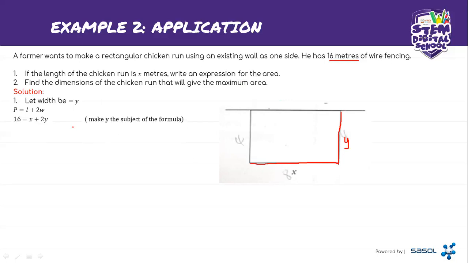Then the second step, since we're having 16 meters, we know that is a perimeter. Then where you see P is 16, and then our length in this case is x plus 2y, right? Because we said let width be y. Then it's going to be 2y. Now, since we need to eliminate one variable, in this case, we are going to eliminate y. Then we're going to make y the subject of the formula.